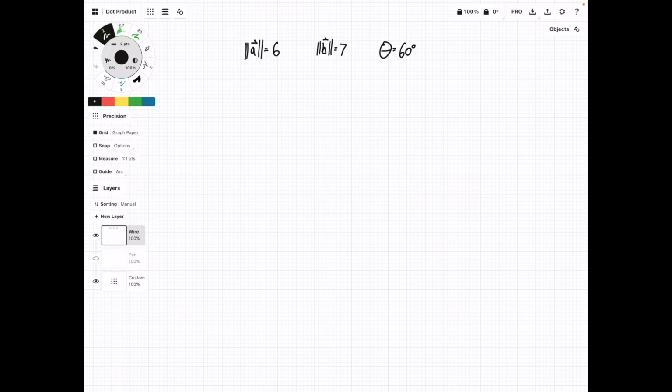In this problem, we're given that the magnitude of vector A is 6, the magnitude of vector B is 7, and the angle between the two vectors is 60 degrees. So we want to find A dot B, so let's write this out. We know that our formula is the magnitude of A times the magnitude of B times the cosine of theta. So A dot B is going to be equal to 6 times 7 times the cosine of 60. If you plug that into your calculator, this comes out to be 21.